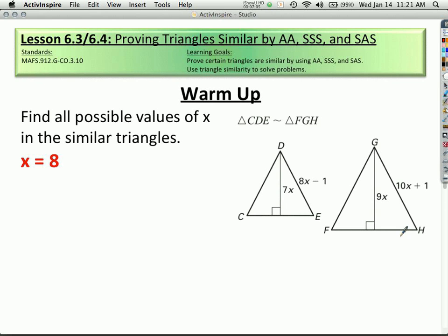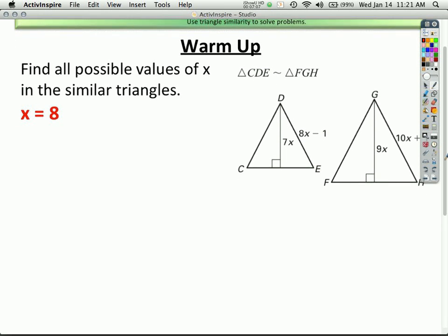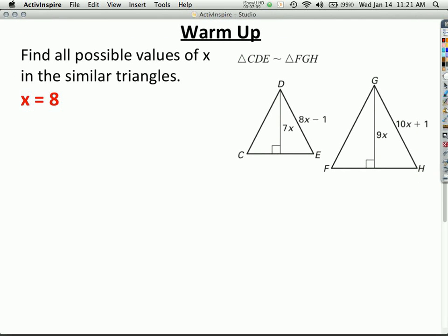A lot of you guys wrote down the correct starting point. So could I have a volunteer read what you wrote down first? I know you got stuck along the way, but what did you write down first? Kadir? 8x minus 1 over 10x plus 2 is equal to 7x over 9x plus 1. Equals 7x over 9x.